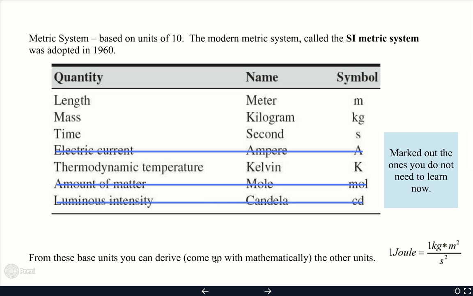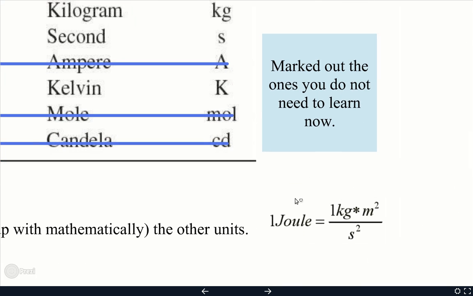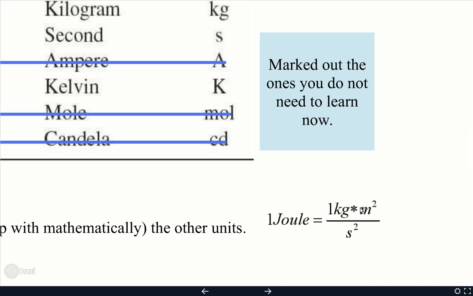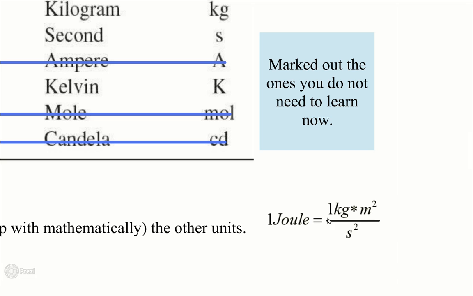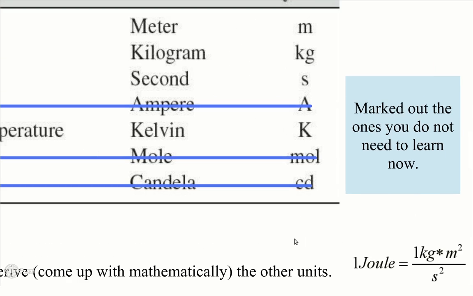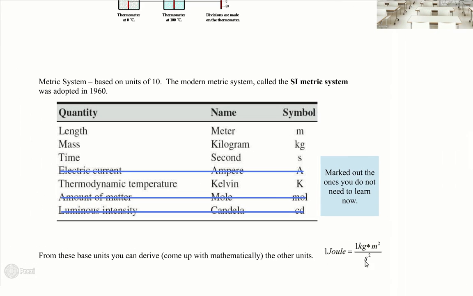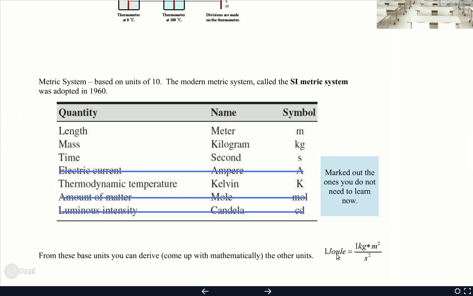From these base units, you can derive or come up mathematically with other units. So we talked a little bit about that, the fact that the joule is the unit for energy in our last chapter. And you can notice here that a joule is equal to 1 kilogram times meters squared divided by seconds squared. So all of this is called deriving this one unit. So rather than having to write all this stuff every single time, we just say 1 joule. And we just know that one of these joules is actually all these base units included in this unit, the joule.